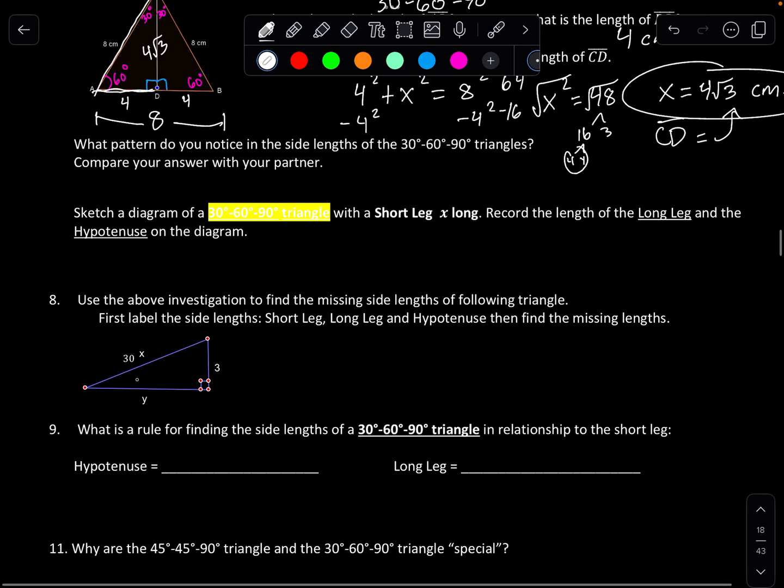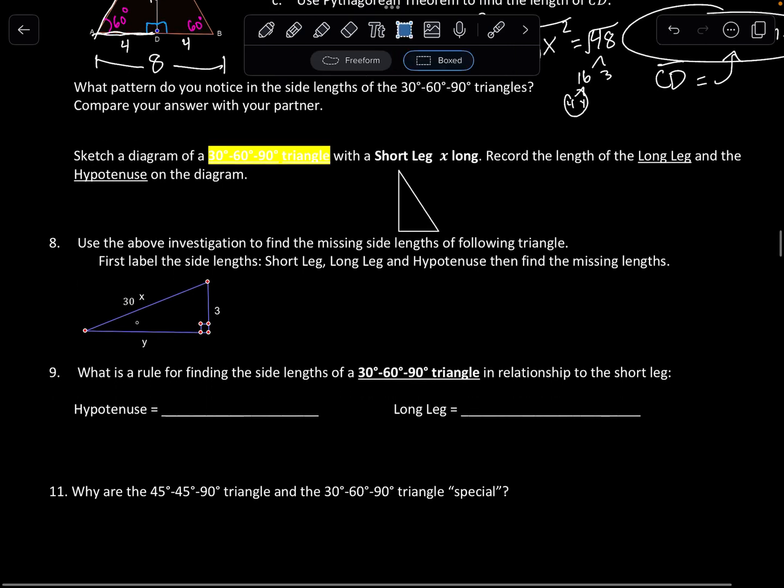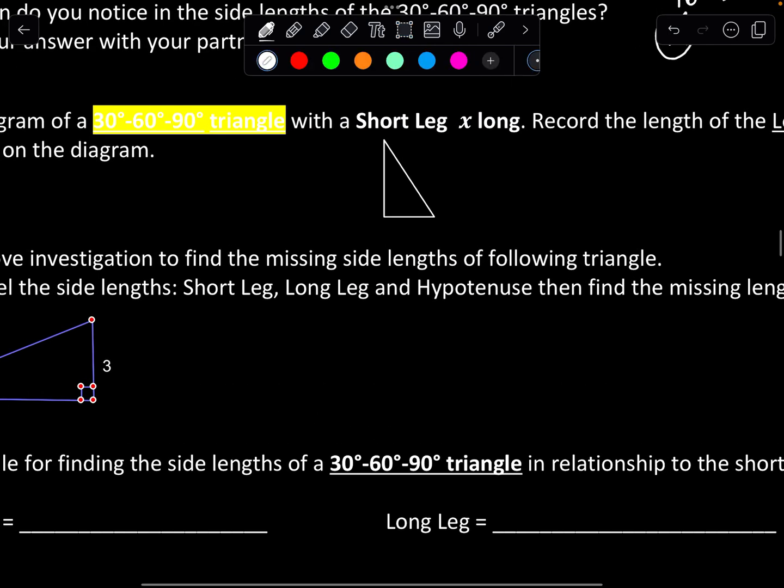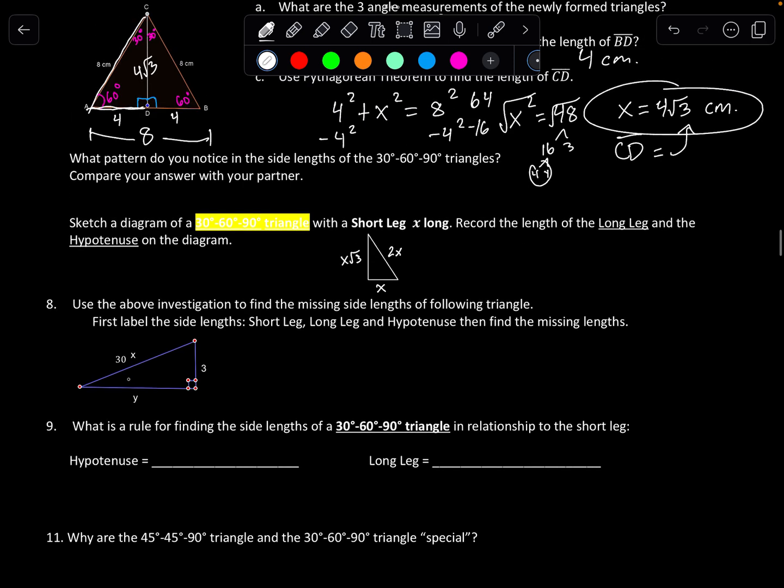So if we sketch a diagram of a 30, 60, 90 triangle, they said make the short leg x, if you read the directions. The short leg is going to be x. The long leg would be x times root 3, and the hypotenuse would be 2 times the short leg, which would be 2x in this case.